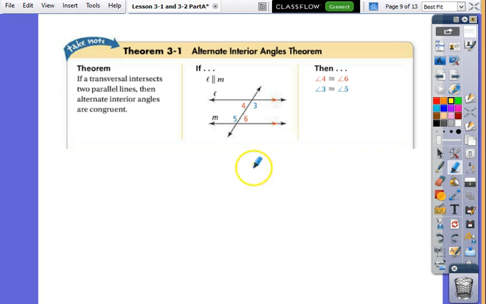If you think about that, that makes sense because 3 and 6 would be supplementary by same side. 4 and 3 would be supplementary by linear pair. And if two angles are supplementary to the same angle, then by the congruent supplements theorem, they must be congruent to each other. Well, hey, 4 and 6 are alternate interior angles. So that's why this one gets to be a theorem and the other one was just a postulate. Because once I assume that the other one is true, then I can actually prove this one to be true by facts that I already know.